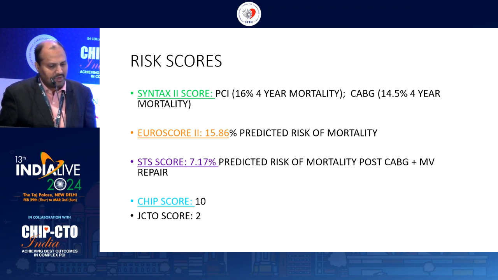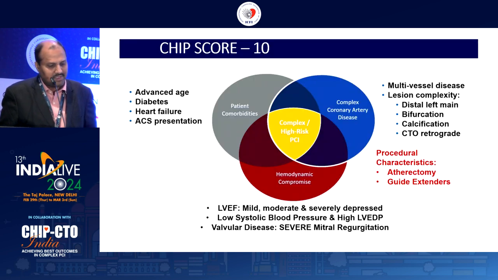So these are the risk scores. Syntax score showing PCI risk of 16, CABG 14, EuroSCORE is again 15.86 predicted risk of mortality. CHIP CTO score for protected PCI is 10, J-CTO score for PCI is 2. This is how CHIP score is calculated. It takes into account the patient comorbidities, the complex high risk PCI, hemodynamic compromise, and complex coronary artery anatomy.